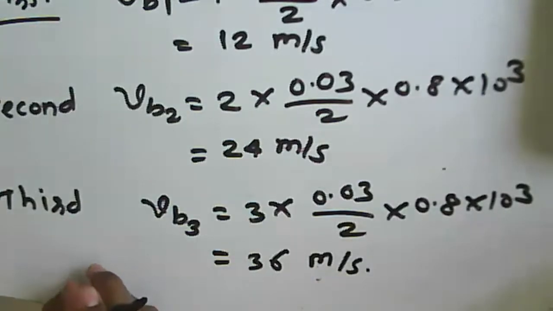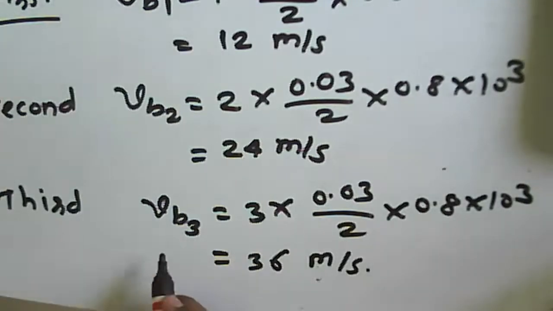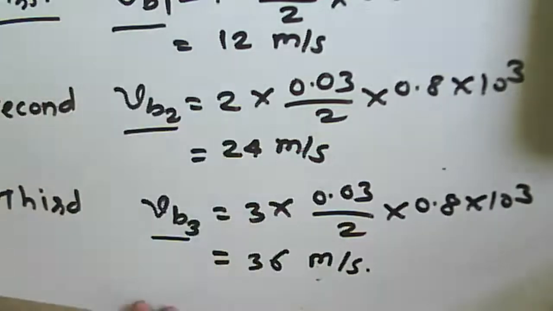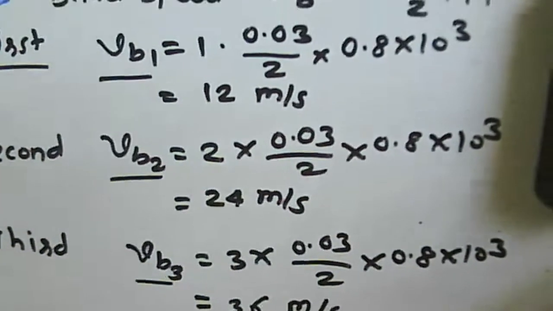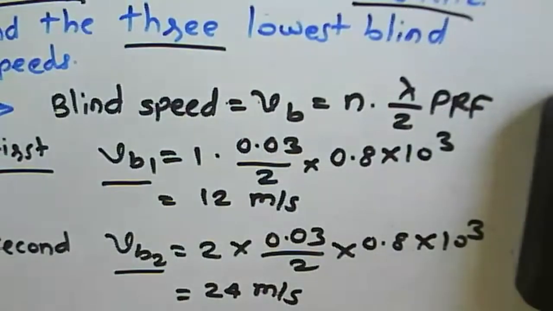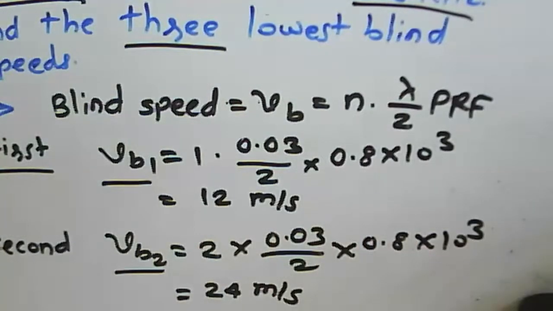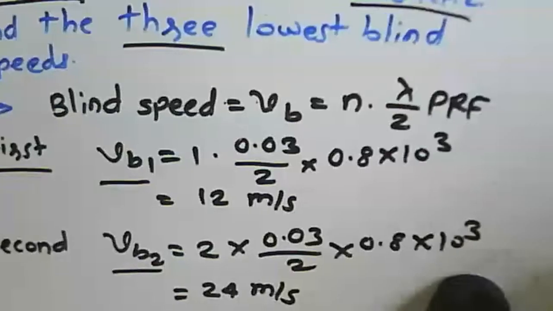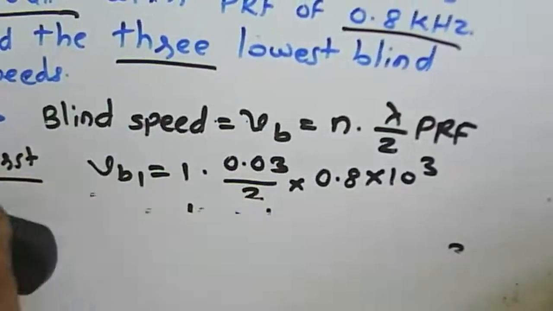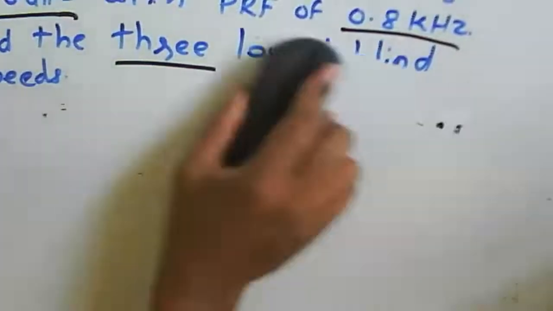Okay, so now we can find out here, instead of a frequency, we obtain a blind speed. The number of blind speeds, n, we can find through the pulse repetition frequency. Okay, so we proceed to the next one, solving another numerical, and then we'll conclude regarding the blind speed as well as the tracking radar.